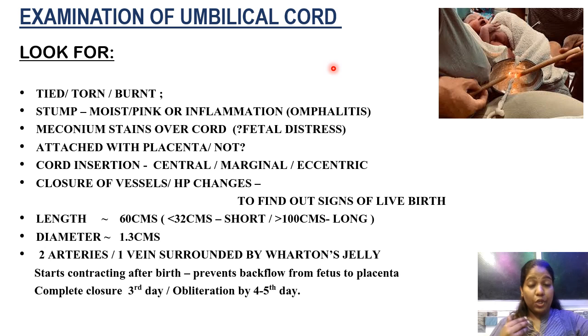If the length is more than or equal to 100 centimeter, it is called long cord. Usually the long umbilical cord predisposes to cord around the neck. It is called nuchal cord or twisting of cords, umbilical strictures. The diameter is usually around 1.3 centimeter.